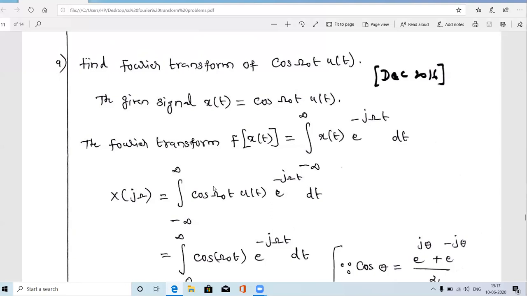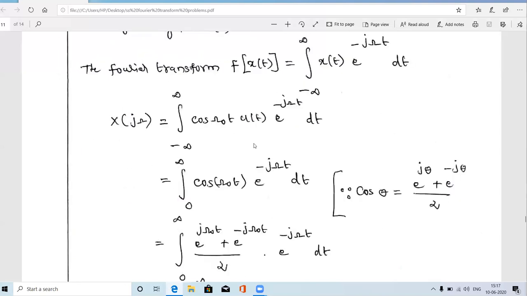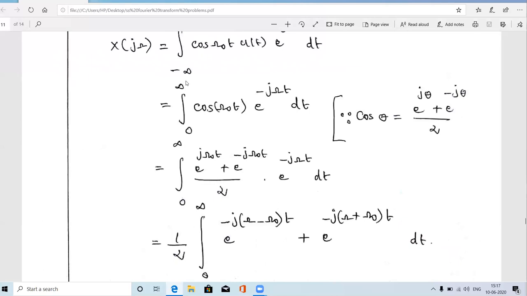What is x of t value? Cos omega naught t into u of t. So you know, if u of t comes, it means we have to reduce the integration limit from 0 to infinity, cos omega naught t e power minus j omega t dt. Okay, and in order to integrate this term, here one cos term is there, one e power term is there. So now instead of the cos term we have to express it in terms of e power, so we will integrate in an easier manner.